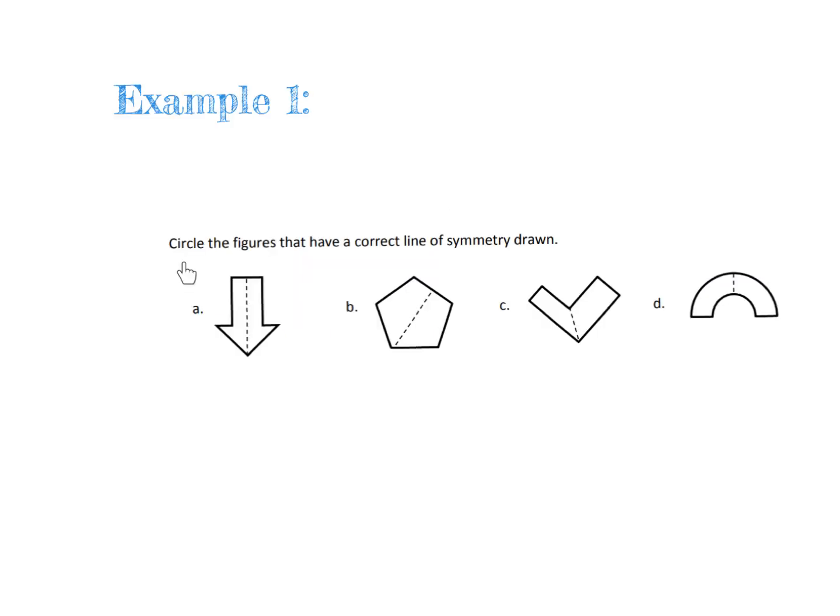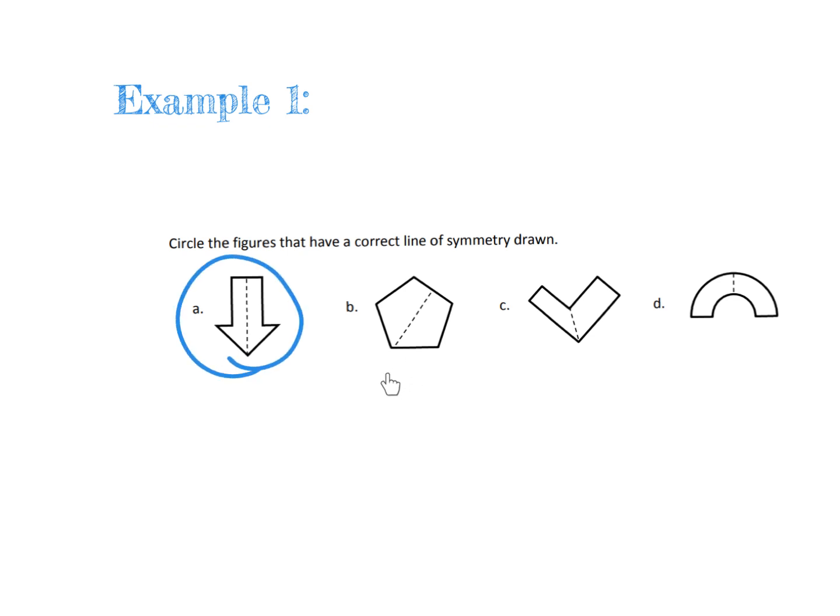Example 1. Circle the figures that have a correct line of symmetry drawn. Let's look at A. This line goes right down the middle. So that would mean that this is the line of symmetry. We'll circle A.